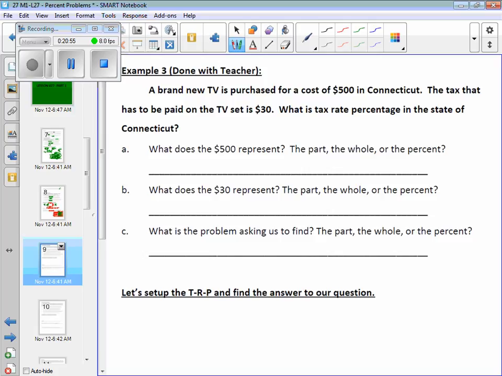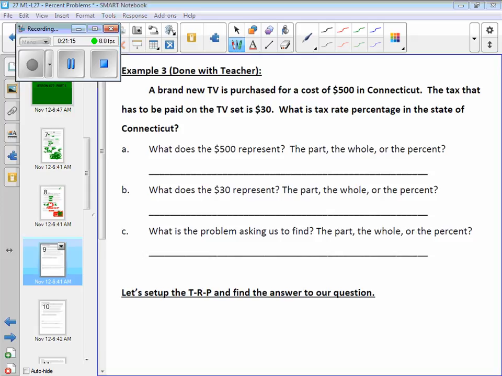Let's just do it. Ready? $500. Hard. How many say part? How many say whole? Marcus, I'm going to go back to you for a minute. Why do you say it's part?